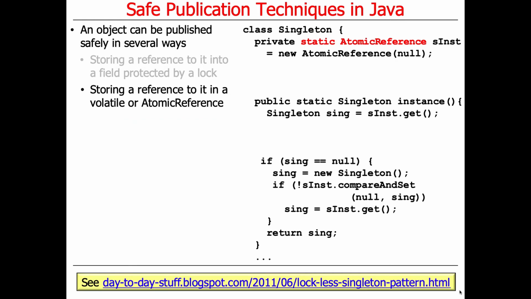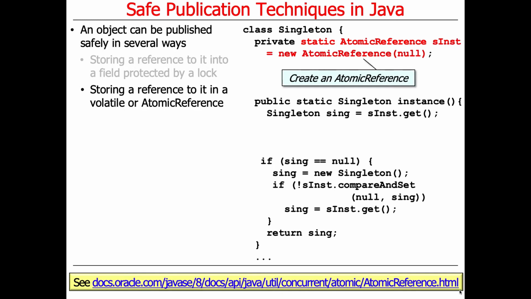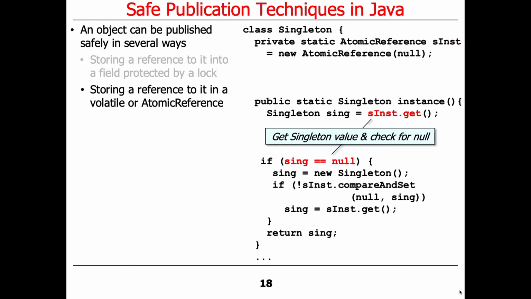Yet another thing you can do to make sure that both the reference and the object state are published is to store a reference to an object in a volatile, or an atomic reference. So here's an interesting example that illustrates this. And this is somewhat like the grad student version of the reentrant spin lock that we had for assignment 1B. So here we have atomic reference, which is static. We make an instance of it starting out with null.